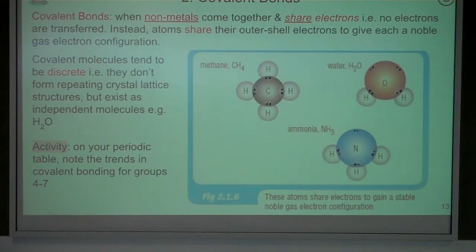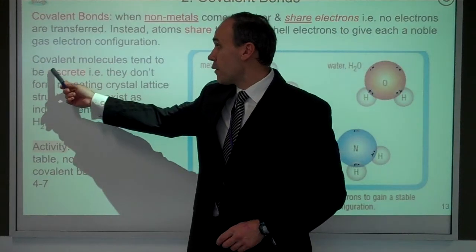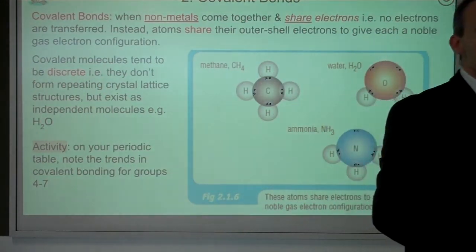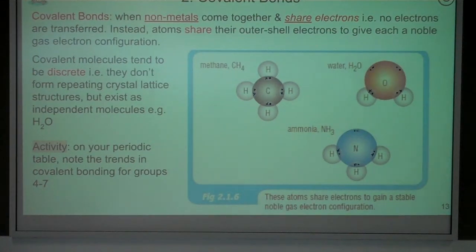So you will see similar reactions as you go down groups, which should not surprise you. You know in the periodic table that as you go down, the members of a group have similar reactions, but as you go down the group, they become more violent, or more active. Now, let's see. Covalent molecules tend to be discrete. You need that point. Discrete means they form standalone molecules. No crystal lattice here.